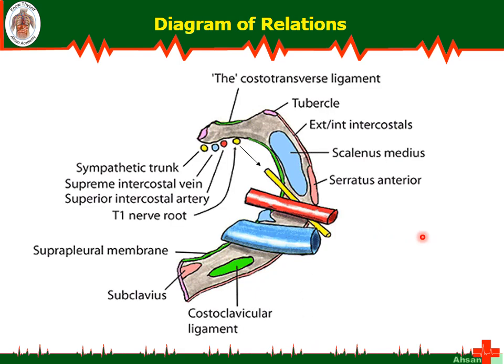This is the superior surface of the first rib, and we can observe it from the head up to the anterior end. This is showing some important relations. If we consider the head and neck region, anteriorly some important vessels and nerves go down or go laterally. This is the sympathetic trunk. It is running vertically. These two run obliquely. This is the supreme intercostal vein, and this one is the superior intercostal artery.